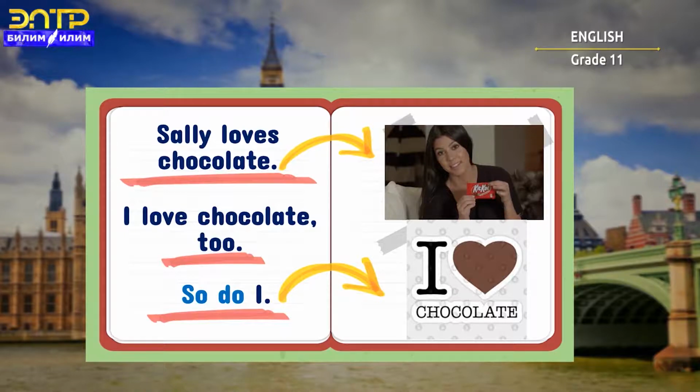But the question is, where did we get do from? Let's check it together. Look at the verb love here. The verb love here is in the present simple tense. So it consists of two things: do, the helping verb, and love, the main verb. So we took do, the helping verb, and used it to agree with the first sentence. Sally loves the chocolate, and so do I.